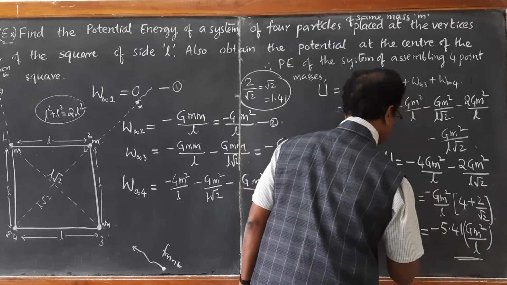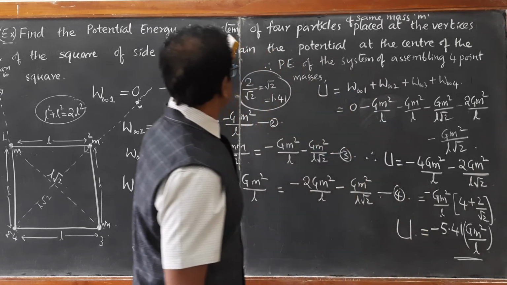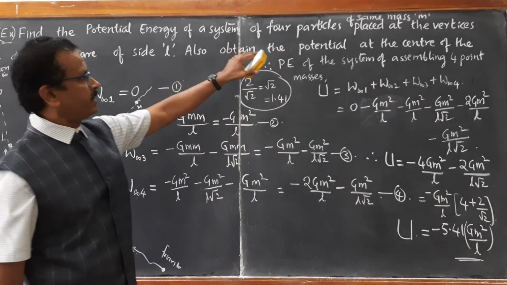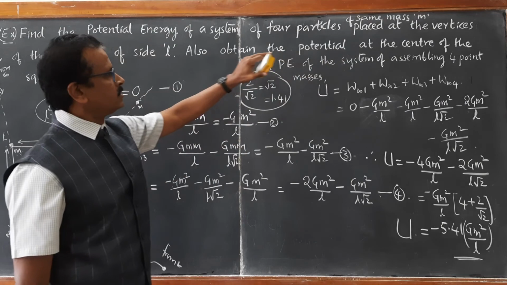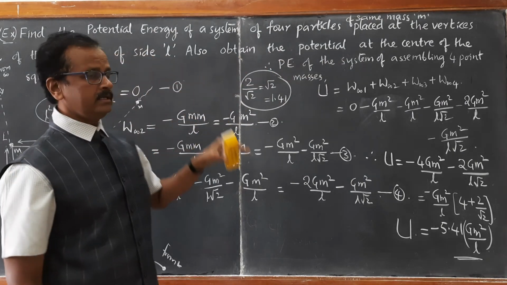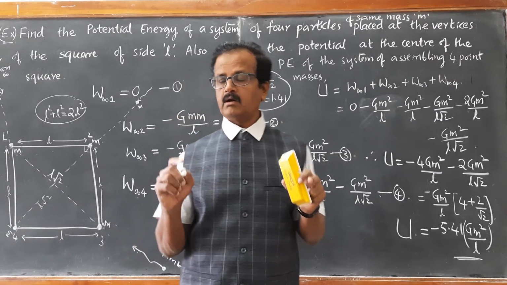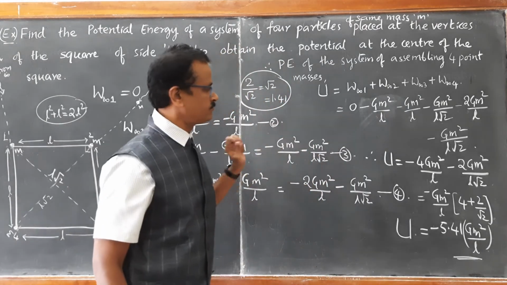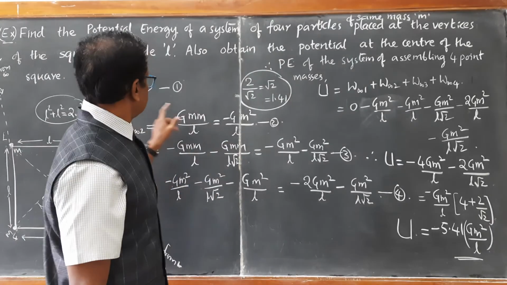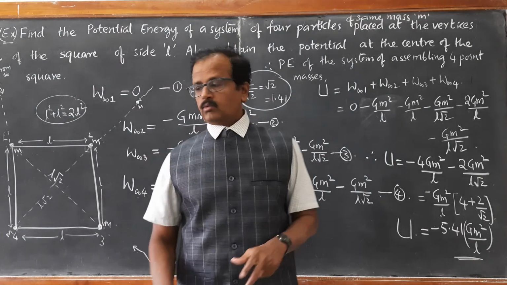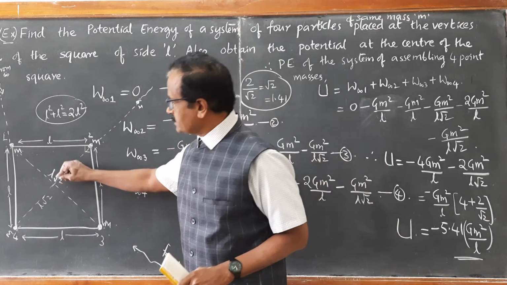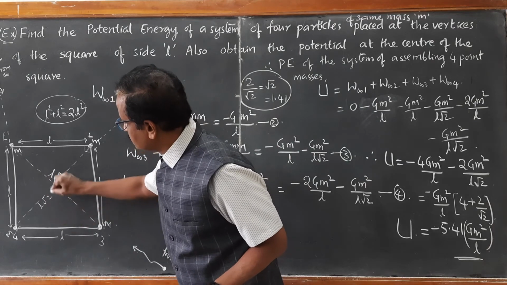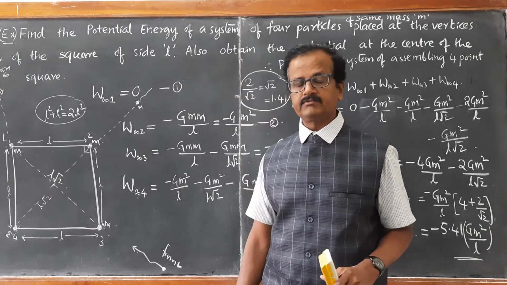So this is the total potential energy in assembling a system of 4 particles of the same mass, placing them at the vertices of a square of length L. This is the potential energy of assembling 4 point masses. The next one is, what is the potential at the center of this square?